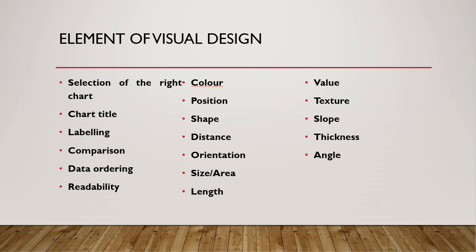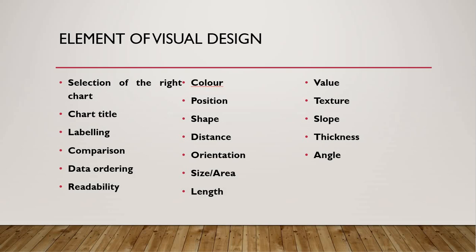Okay, color, position, shape, distance, orientation, size, area. Kadang-kadang kita tak naklah graf tu terlalu kecil. Orang nak tengok pun tak nampak apa dia punya significant trend tu. Okay, length, value. Value pun sama, skala yang digunakan should be appropriate. Okay, texture, slope, dia. Okay, kita nak tunjuk whether certain pattern tu increase gradually ke, abruptly ke. Okay, and then thickness also represent importance of certain pattern kan, angle dan sebagainya.